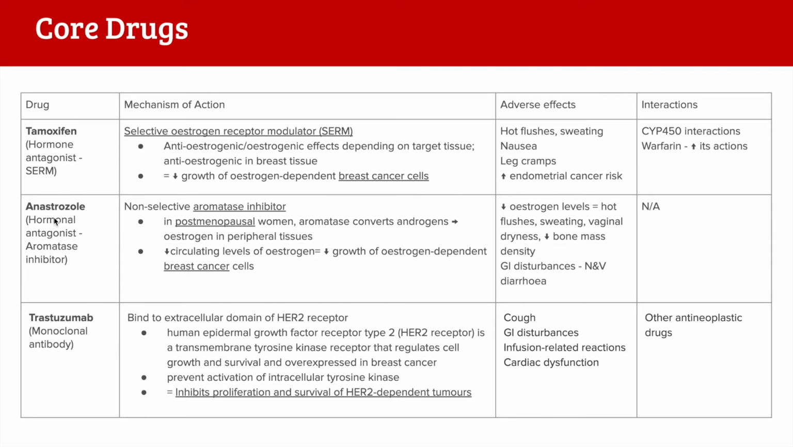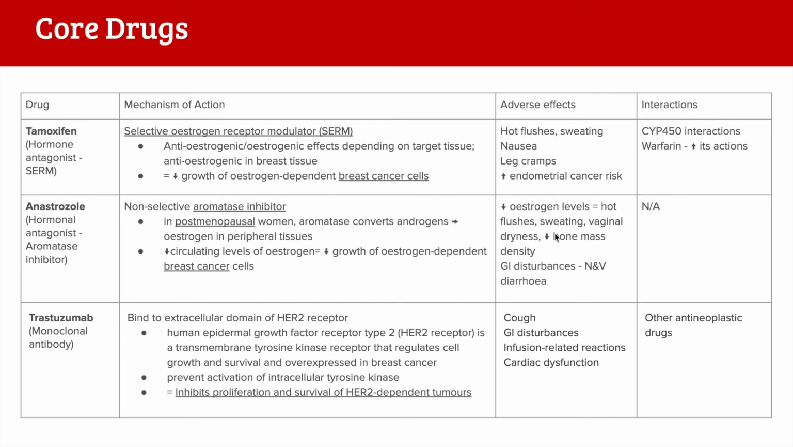Anastrozole. Yeah, it's an aromatase inhibitor. So it's a non-selective aromatase inhibitor, and aromatase, in postmenopausal women, converts androgens to estrogen in peripheral tissues, and so by inhibiting it, we reduce circulating levels of estrogen. So once again, similar to tamoxifen, we reduce the growth of estrogen-dependent breast cancer cells, but it's important to note that this is used in postmenopausal women because it's not the same. Aromatase doesn't have the same functions in premenopausal women.